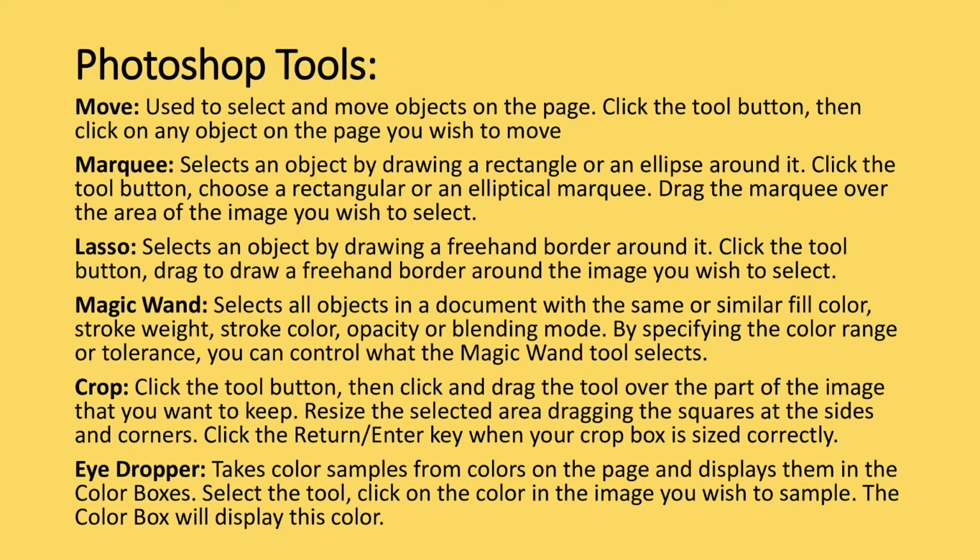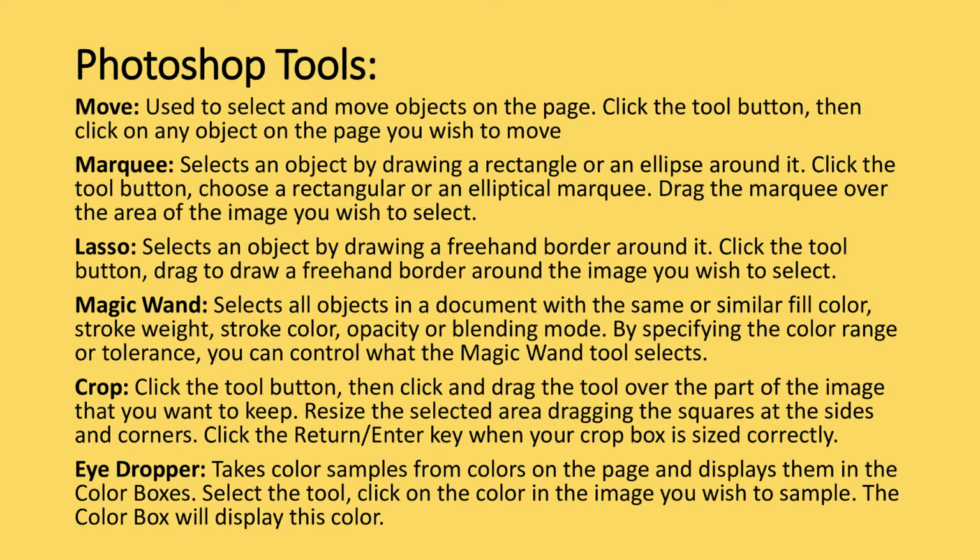Next is crop. Click on the tool button, then click and drag the tool over the part of the image that you want to keep. Resize the selected area by dragging the squares at the sides and corners. Click the return or enter key when your crop box is sized correctly.